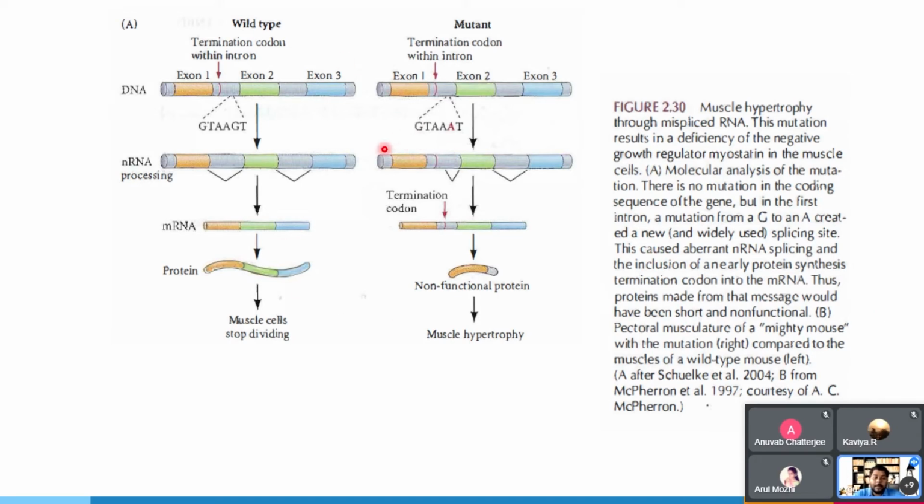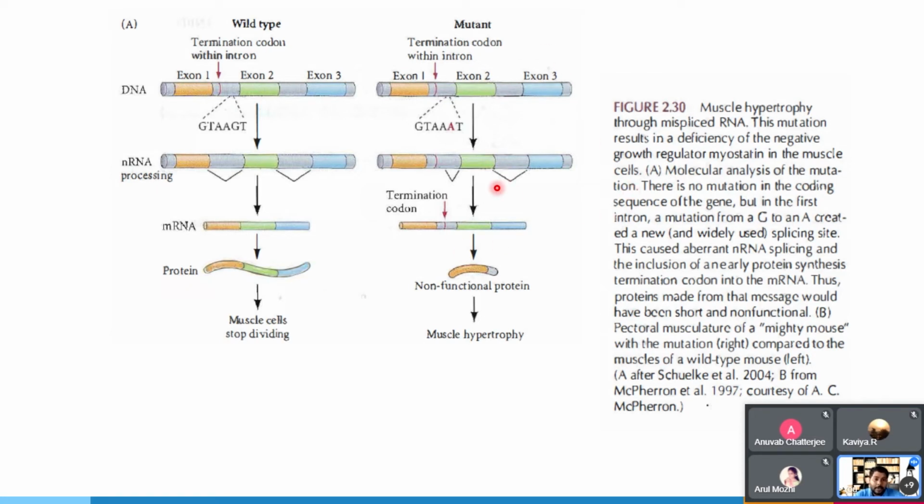Here is the example of what exactly occurs. In the wild type myostatin gene, we have a normal splicing that occurs. There is exon 1, exon 2, and exon 1 and 2 are joined together after the nuclear RNA processing to form a functional mRNA and the functional protein.